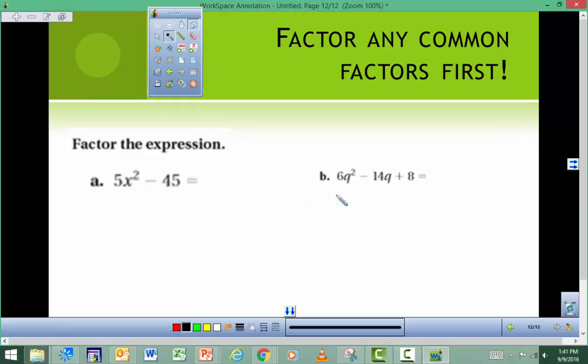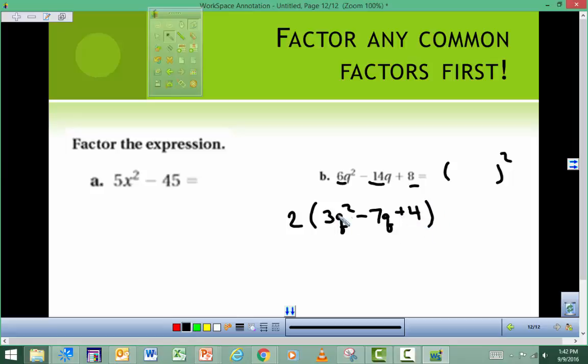Okay, so now notice this one. This might be that perfect square pattern also. This might be one of these guys. Oh, but it doesn't look like it because that's not a perfect square and that's not a perfect square. However, I just now noticed that those are all even numbers. And if they're all even, you can factor out a 2. So if you factor out a 2 here, then you'll end up with 3q squared minus 7q plus 4. Now, that does not look like a perfect square pattern, so forget that.